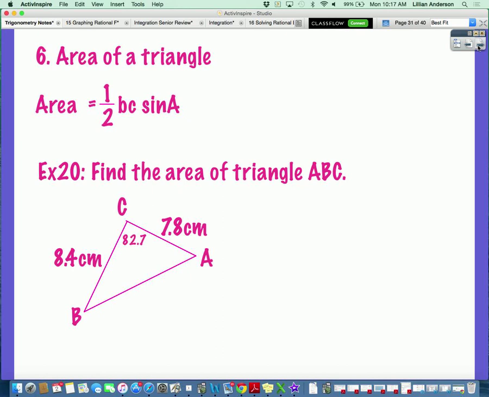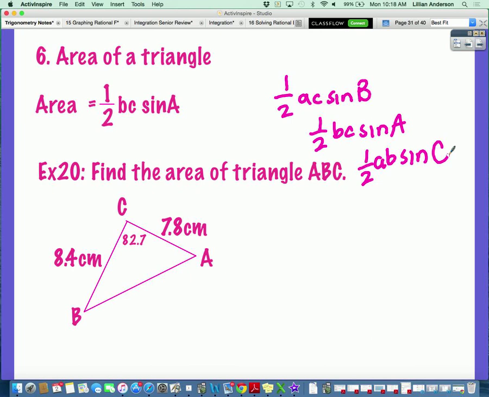Okay? It could also be 1/2 AC sine B, or 1/2 AB sine C. Basically, you're given side angle side, it asks you to find the area, so you just multiply the two sides and the sine of the angle in between, and divide by 2. That's how you find the area of a triangle. And this can be applied to any triangle. It can be applied to right triangles as well, but this works for any and every triangle now, instead of the old school classic 1/2 base times height.